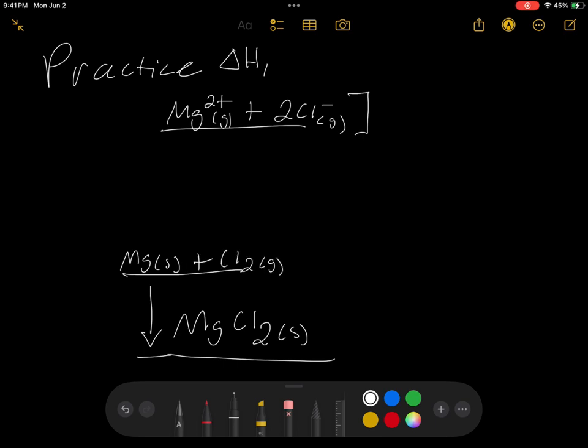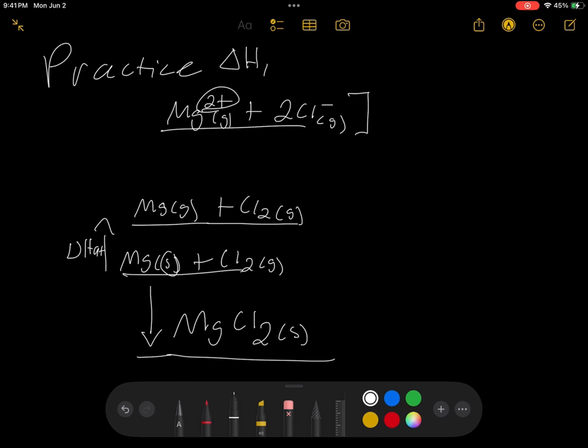And now what I need to do is get things, let's look at magnesium first. I need to get this to a gas. How do I do that? Enthalpy of atomization, right? So that gets us to Mg as a gas. Now I'll write out the chlorines, Cl2 as a gas. Now, this magnesium needs to get to a 2+ charge. So I have to make it lose 2 electrons.